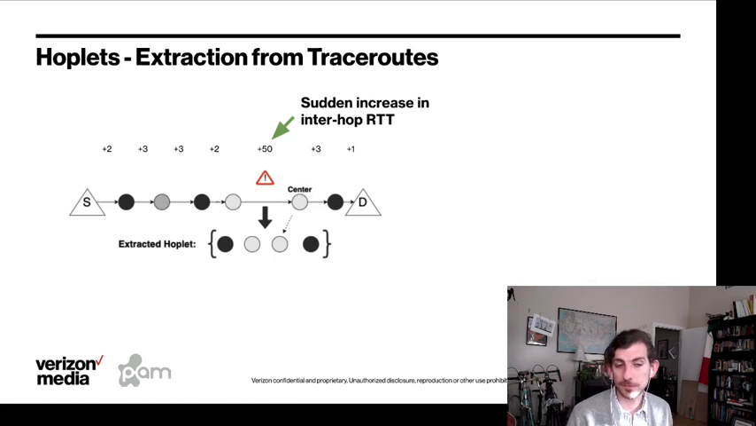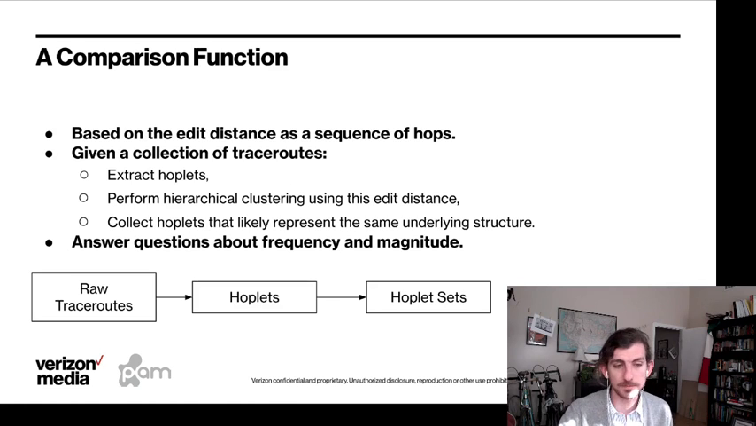But to make these useful, we're going to need another piece of this puzzle. In particular, we're going to need a comparison function. So we'll introduce a comparison function that's based on the edit distance of the subsequence as a sequence of hops. So once we have that comparison function, given a collection of traceroutes, we can extract hoplets.